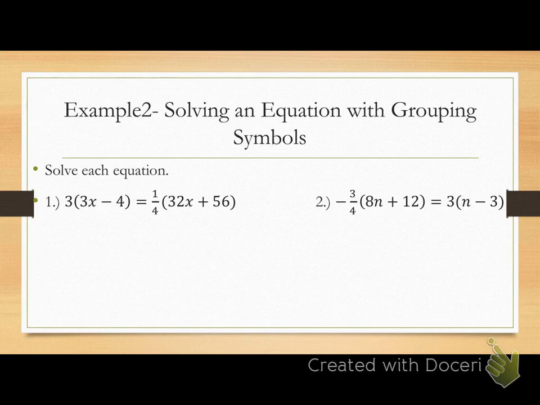All right, these are a little more complex. Number 1, 3 times 3x minus 4 equals 1/4 times 32x plus 56. Still using those steps to work through our equation here. Raise your hand if you can tell me what to do first.